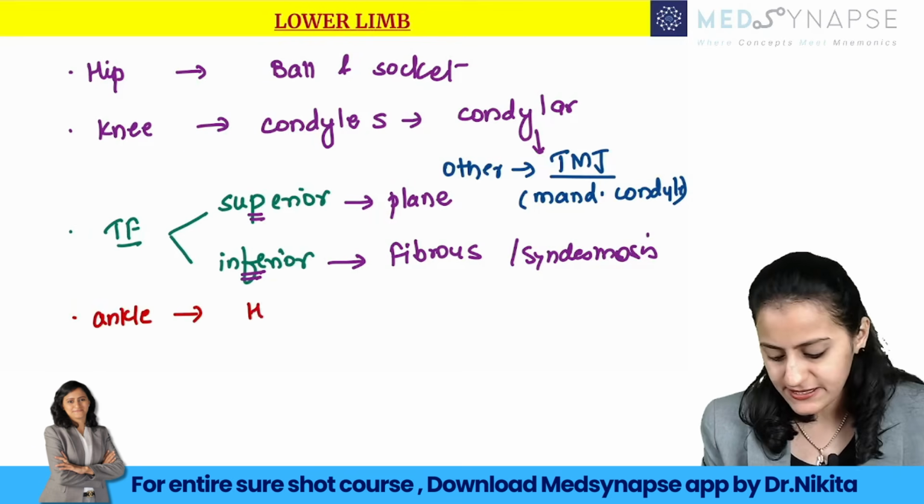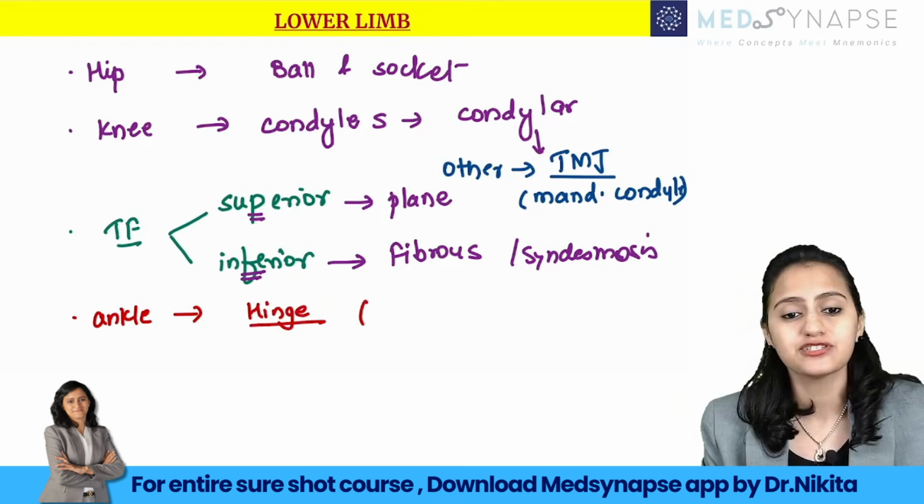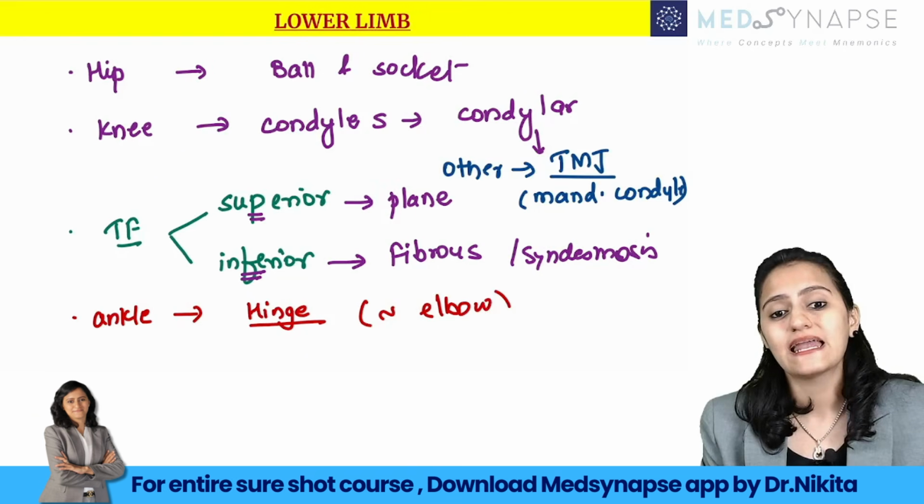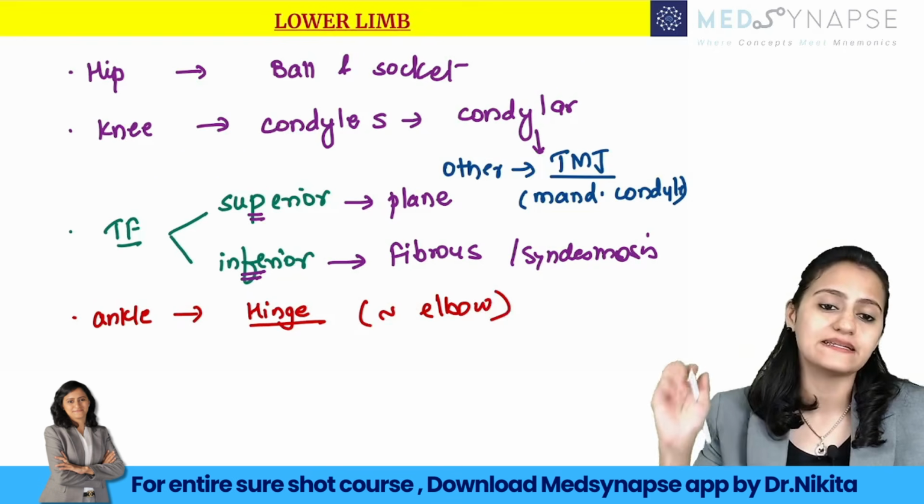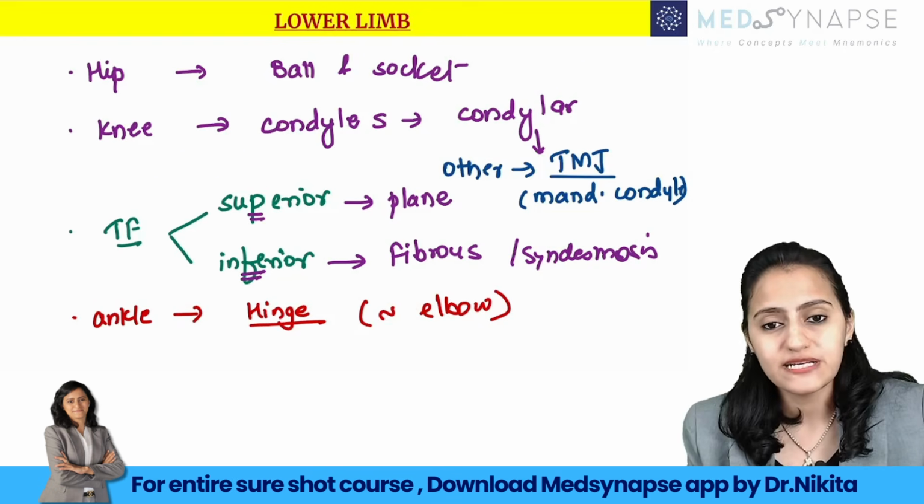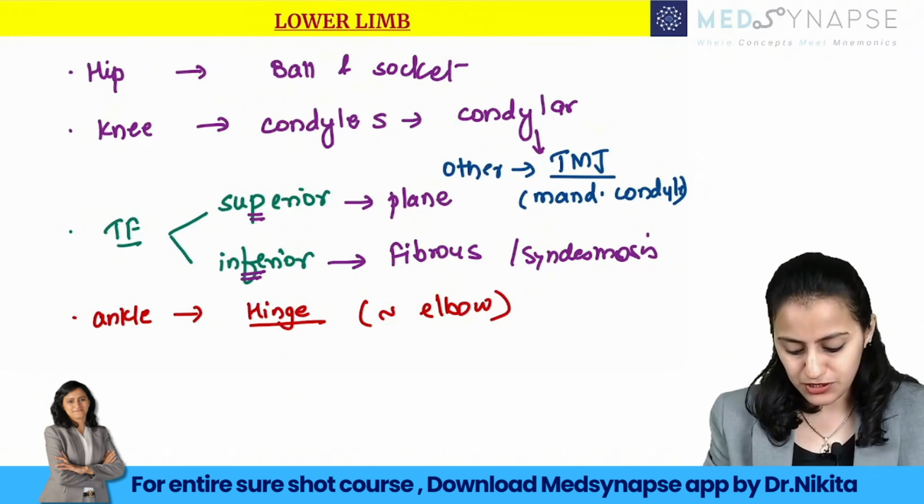And the next we have coming up in the line is the ankle joint. Ankle joint is a hinge joint, similar to the elbow. That's a hinge joint like the elbow, right? So, these are the joints in the lower limb that we should know.